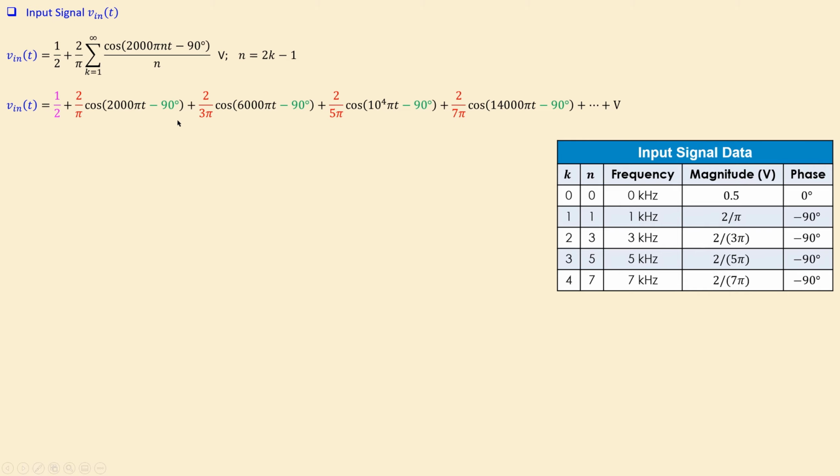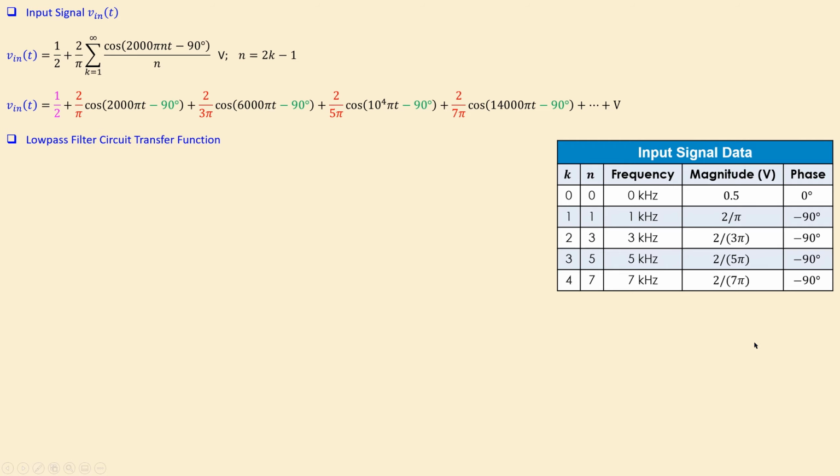The 3 kilohertz is the following harmonic. So this is where we have n equal to 3. Then the amplitude will be 2 over 3 pi, which is also shown here. And the phase will be again minus 90 degrees. It will stay the same. And if you move on, it will be 2 over 5 pi, 2 over 7 pi for the next harmonics, and the phase will be again minus 90 degrees. This is for the input signal.